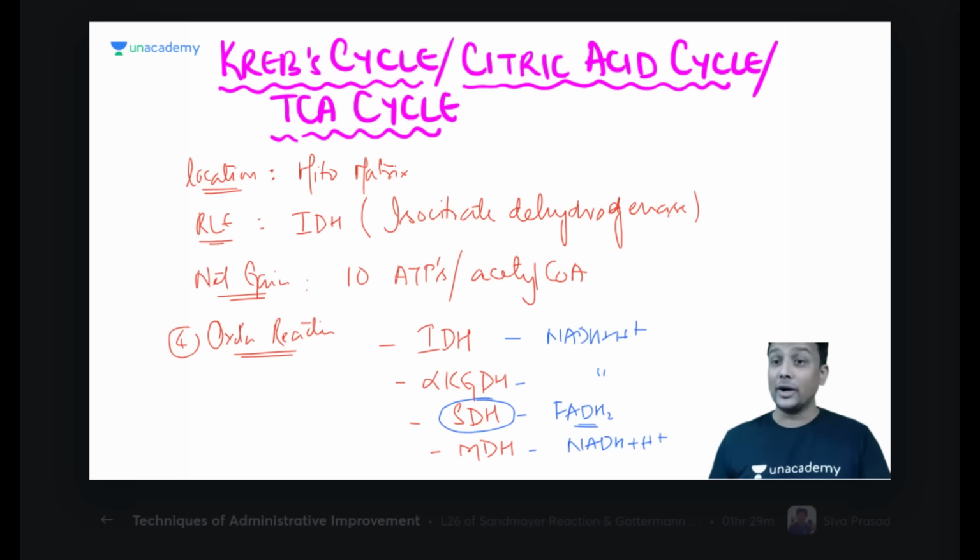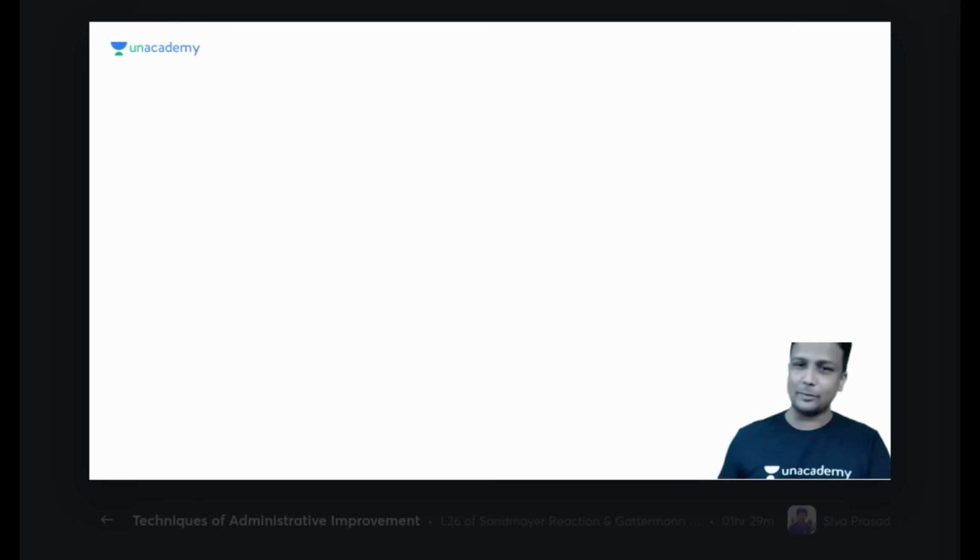Lovely. So now on the day of the exam, these are all the points you are going to recall for the Krebs cycle, sir. That's all done. Always remember the other names of that, where it is going to take place, the rate limiting enzyme, net gain of ATP, and the oxidation reactions, and then you are done, guys.